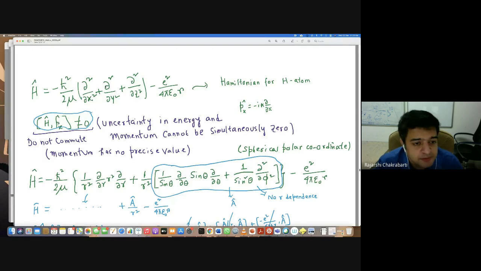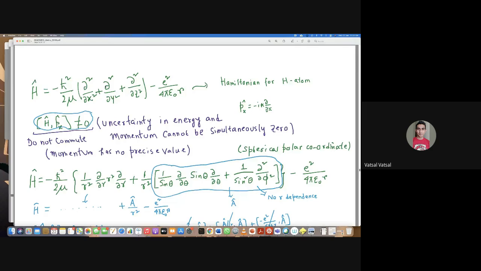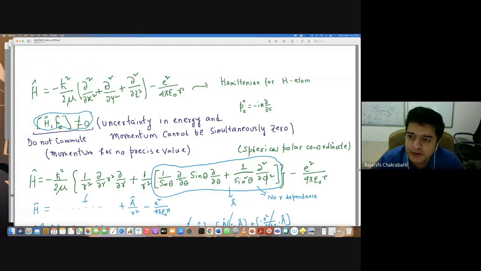Can anyone tell me for a free particle? It is just like a plane wave, exponential of ikx kind of solution, isn't it? Because if you operate with minus i h cross del x, k h cross will come down. That will be the value of momentum, isn't it? Exponential of ikx. If I operate this operator on exponential of ikx, I'll get k h cross into exponential of ikx. So k h cross is going to be the value of the linear momentum, isn't it?